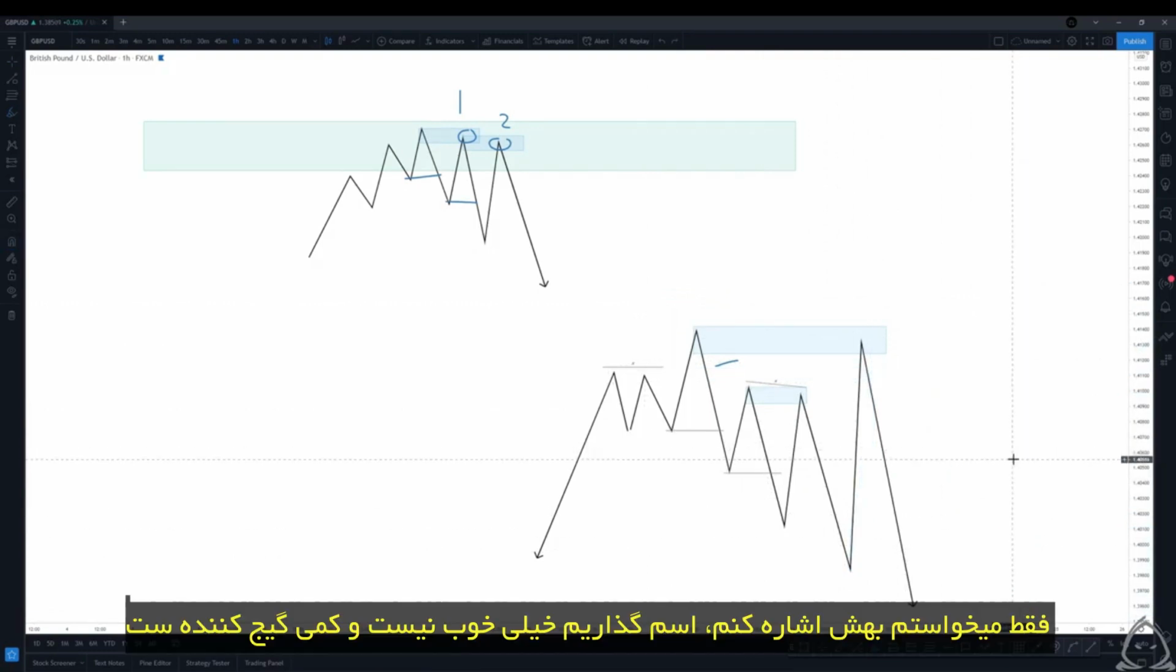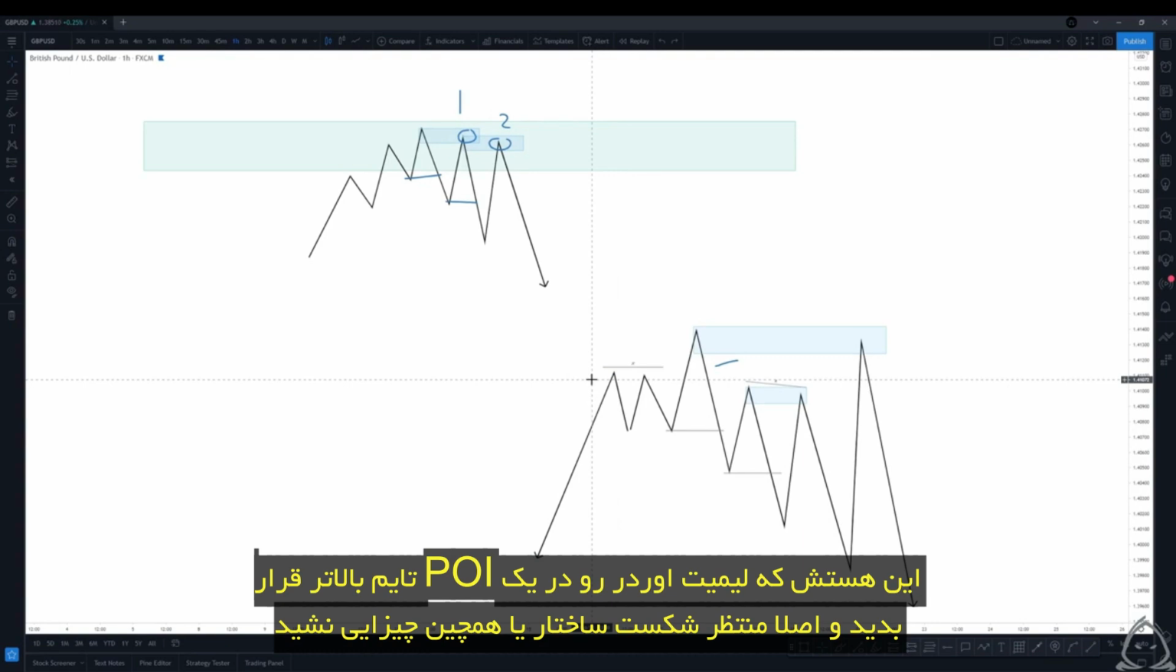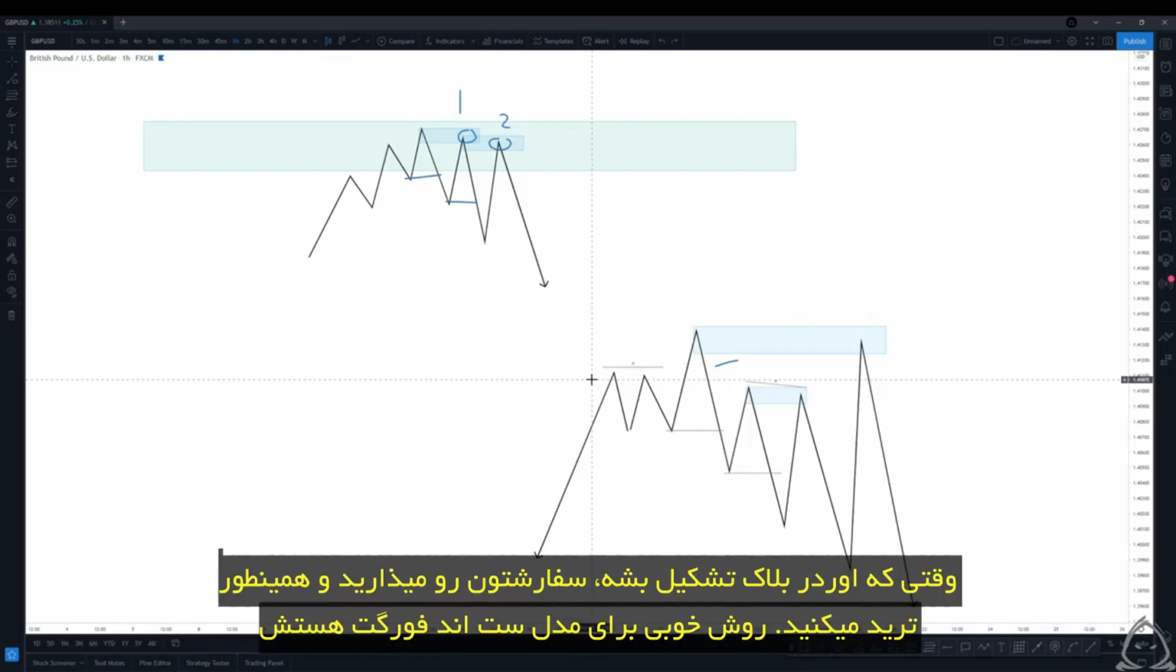So I just wanted to address that a little bit. Naming, not so great, a little bit of confusion. If you're looking at a pure risk entry, it's basically setting that limit order on a higher time frame point of interest and not waiting for any sort of break of structure or anything like that. Once you get that order block, you set your order and you just go with it. Really great for a set and forget style of trading.